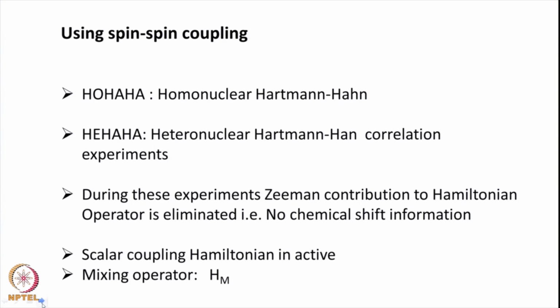So here, as you know, although dipolar coupling is not active, we have one coupling which is active, and that is J coupling, the scalar coupling. So scalar coupling is active. Using this scalar coupling we can still achieve the transfer of polarization for a homonuclear system and heteronuclear system.